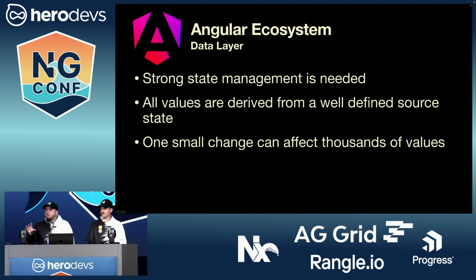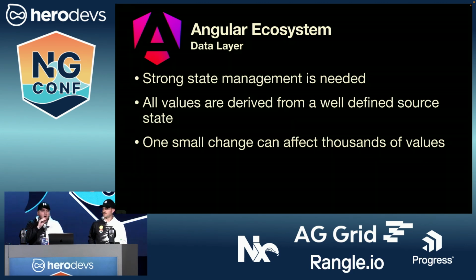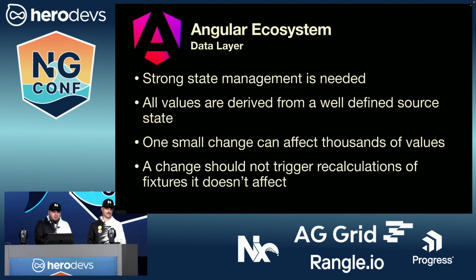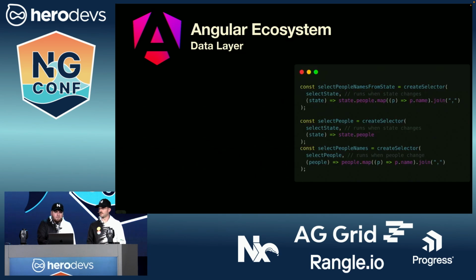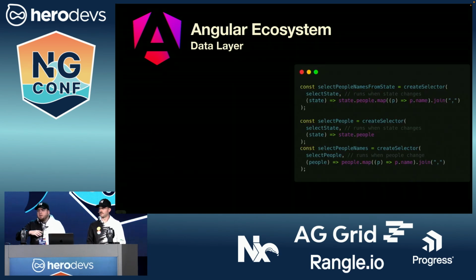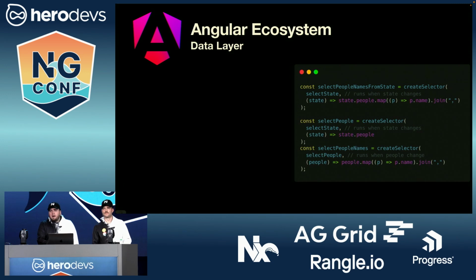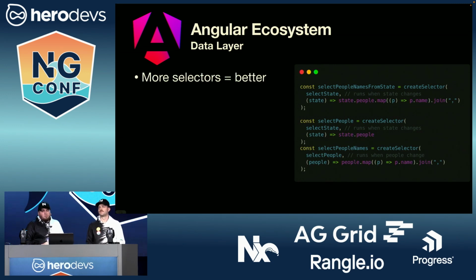And one small change, so one fader that you change by a small value, can affect all the lights on the project. And this change cannot trigger recalculations on lights that it does not affect. So we do a lot of NgRx optimizations for this. My personal rule of thumb is more selectors equals better.